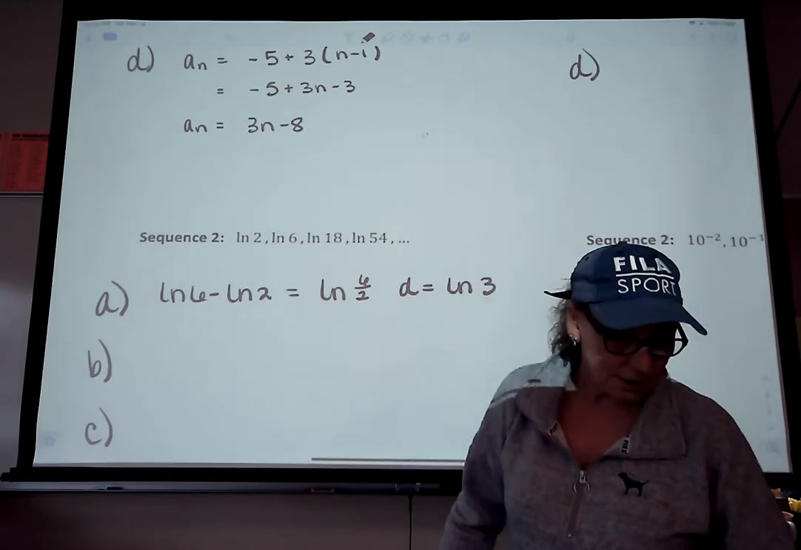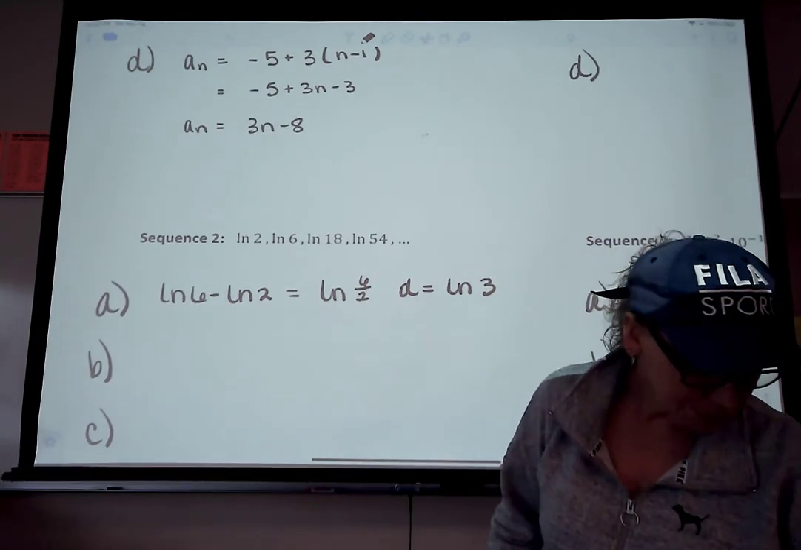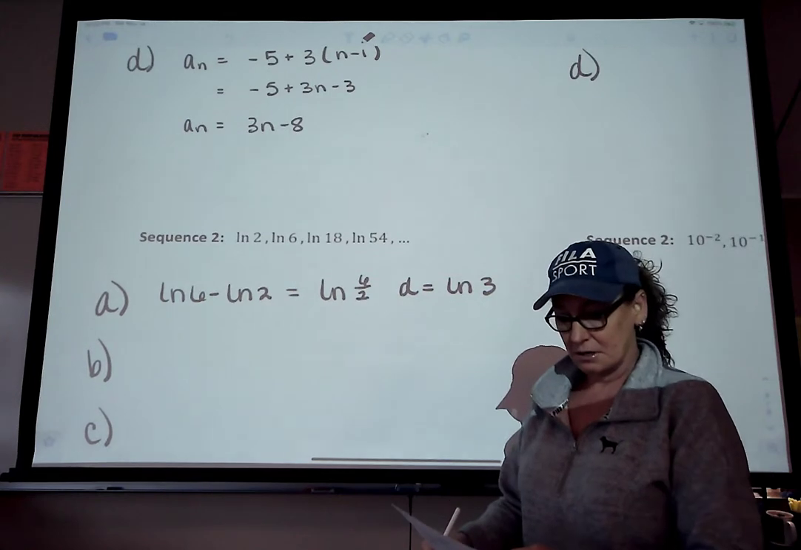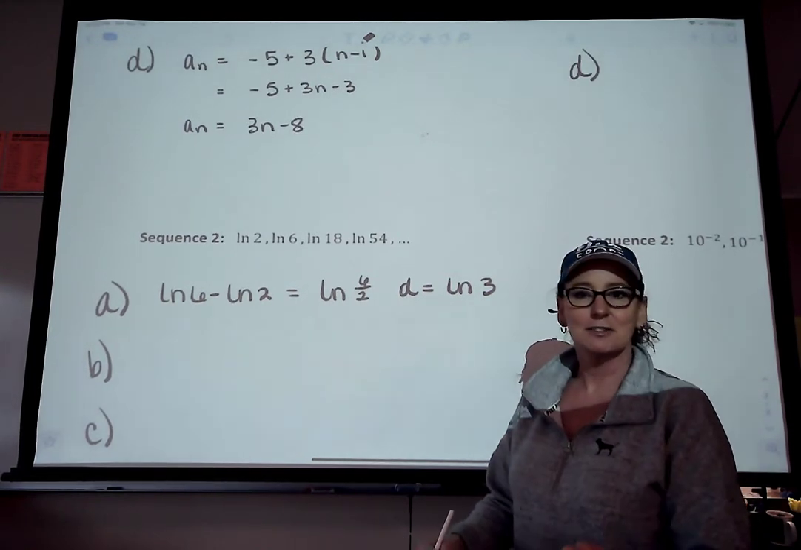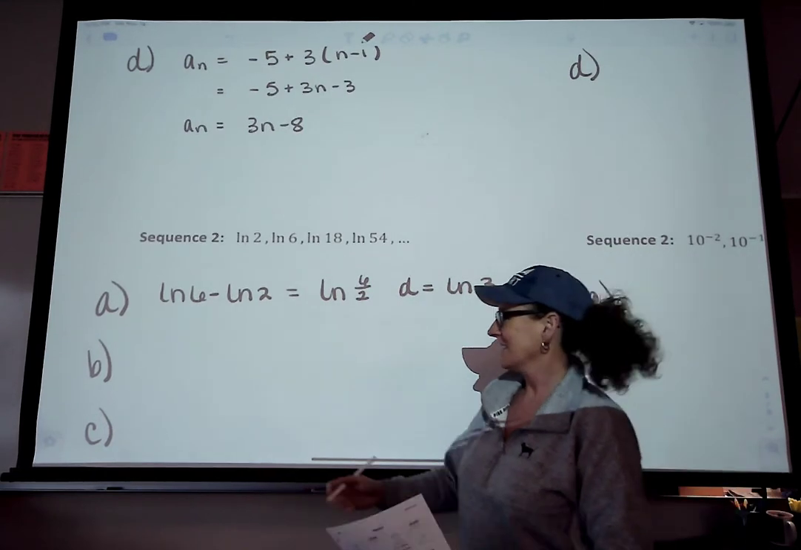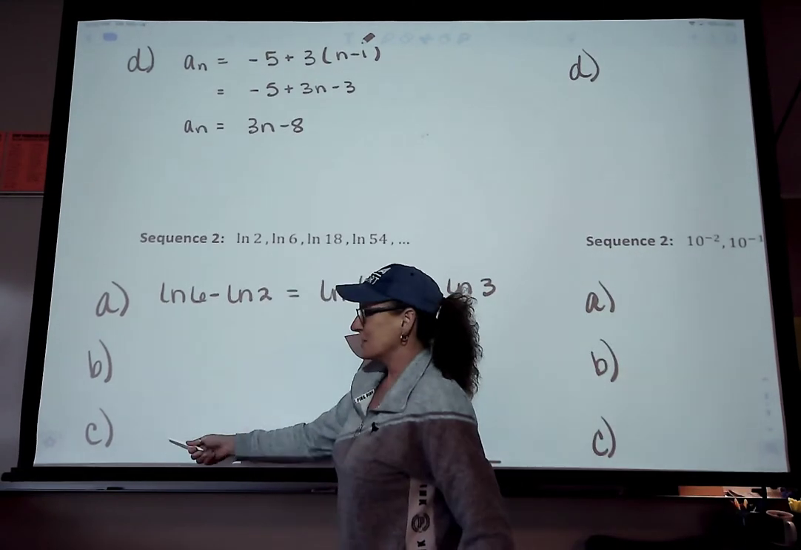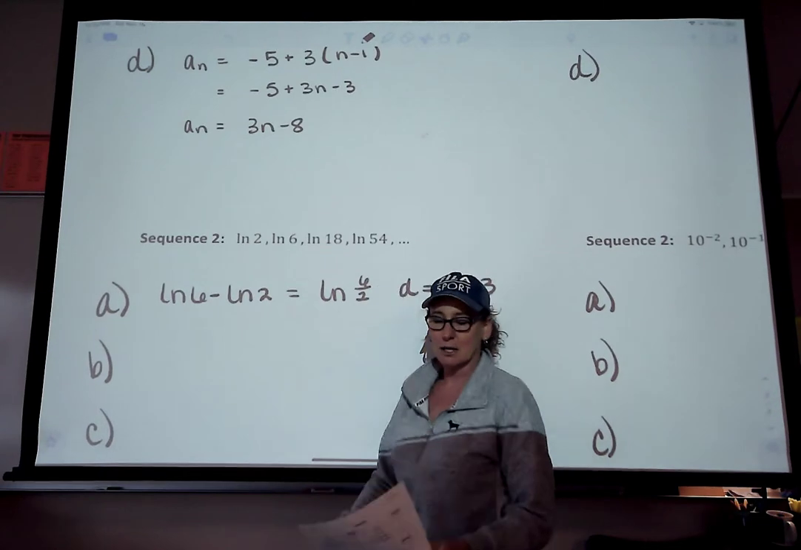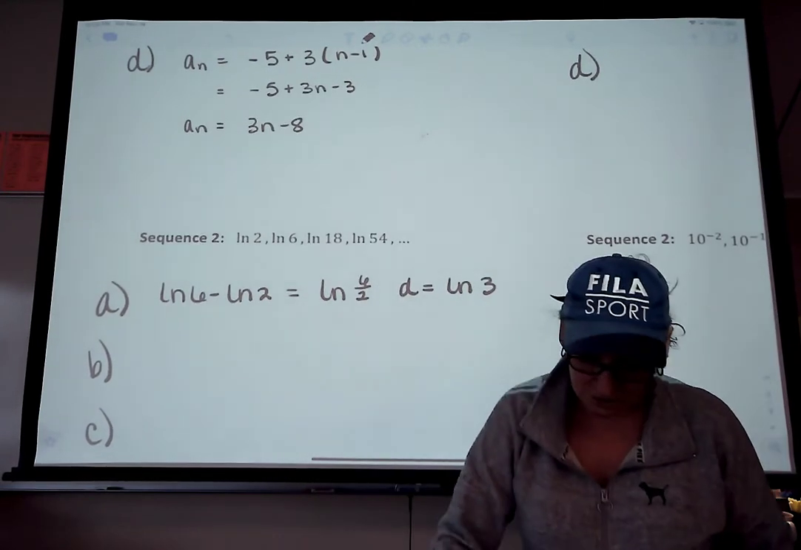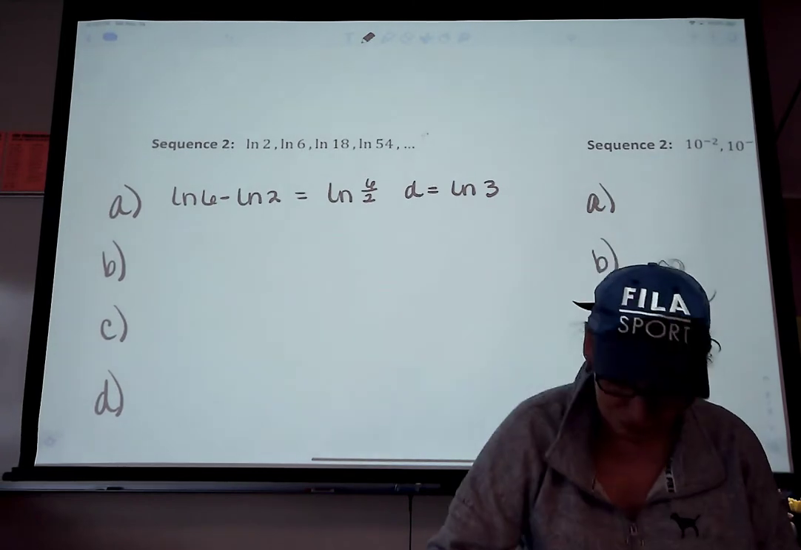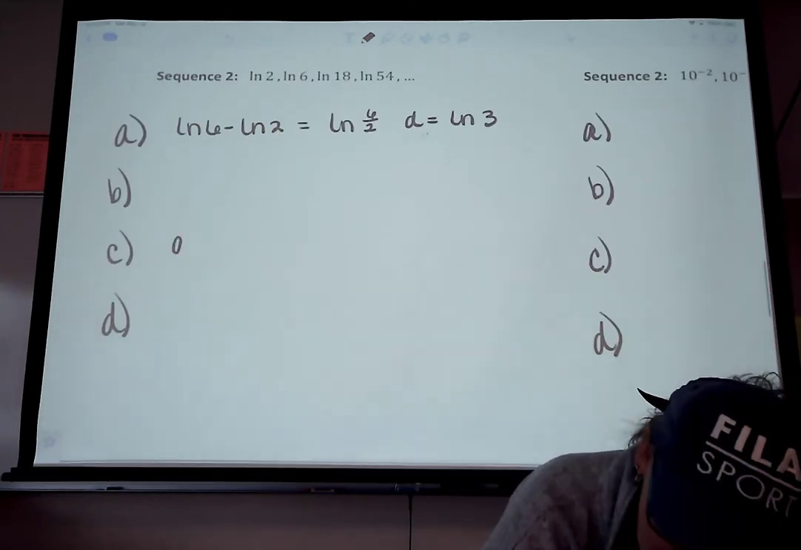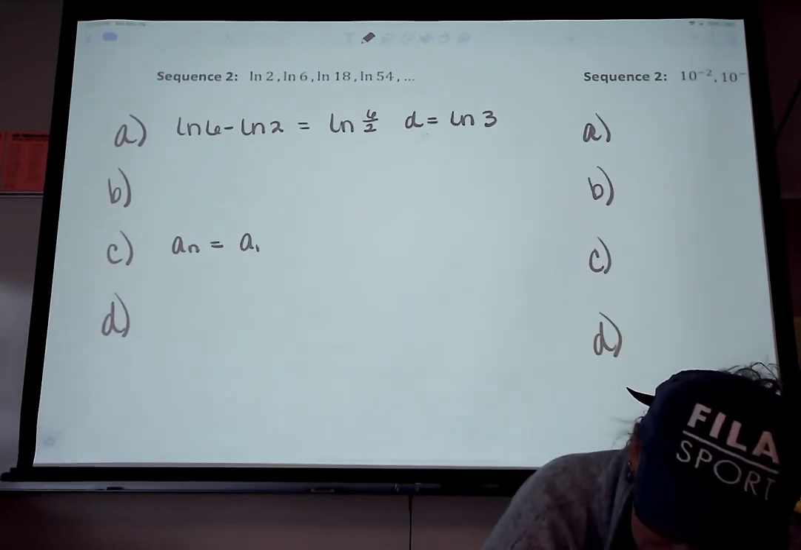Part B. Part B says, let's get the 9th term. You know what? I think we're going to do that later. Let's get our recursive and explicit equations, and then let's come back to part B. I think it'll be easier this time. So I'll skip that one. C says, write a recursive rule. Pfft, those are easy. They're easy, but we don't really use them that often.